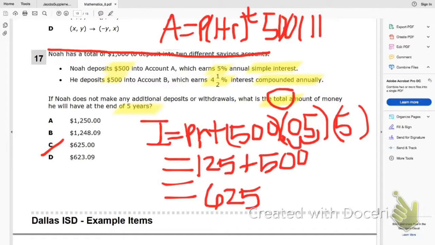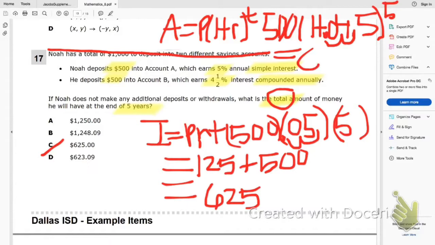We're going to do 1 plus... actually it says 4.5, so we know that's 4.5. It's a percent, but we want to change it to a decimal, so it's 0.045. Then we know it's 5 years. So we're going to do 500 times 1 plus 0.045 to the 5th power. Once we do that, we're going to get 623.09.